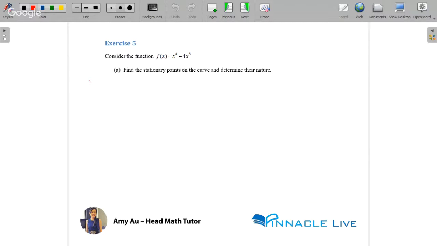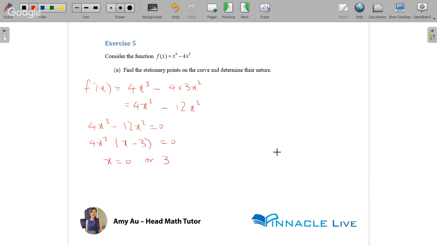Same steps. First, we differentiate. Okay, and then solve it to 0. All right, so it's either equal to 0 or 3. As I mentioned, I'm using the second derivative to test them, so just differentiating that again to get the second derivative.